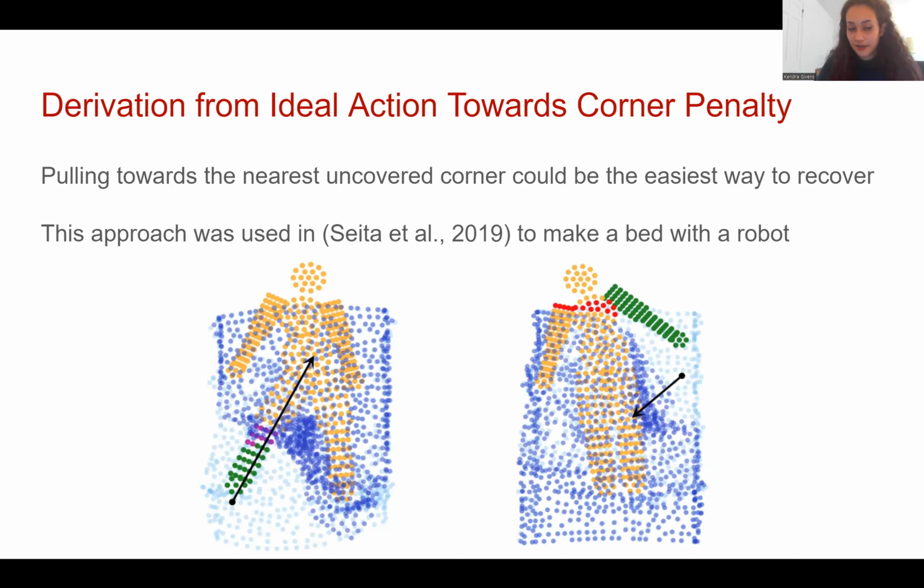And I think it's interesting to think about that perhaps all cloth states could potentially be recovered in just 4 actions if you pull towards every single corner that's uncovered. I think that's an interesting idea to think about, but we use this idea from their paper. So if you pull towards this corner, it'll recover. And if you pull towards this one, it should recover. And again, it does depend on the states that are created.